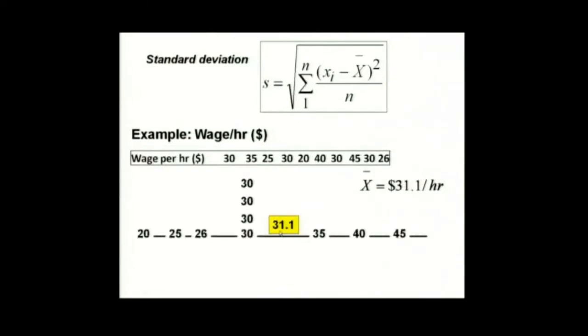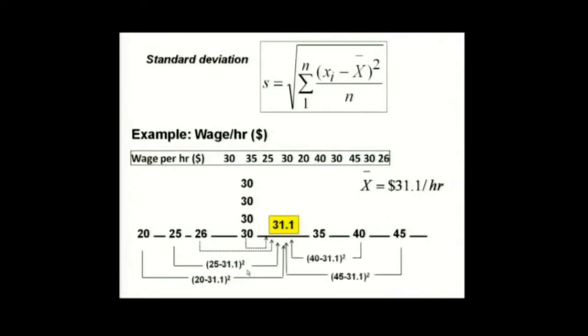So here is the mean value, and you can see the different values in the data set. What we need to do is take the 20 and subtract it from the mean value. Here is 20 minus 31.1, and we square that. Then we take the 25, subtract it from the 31.1, and we square that, and so on for the rest of the observations. Now, why do we square?